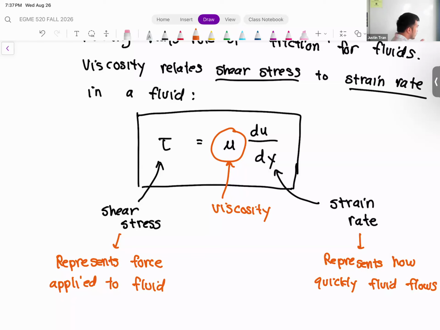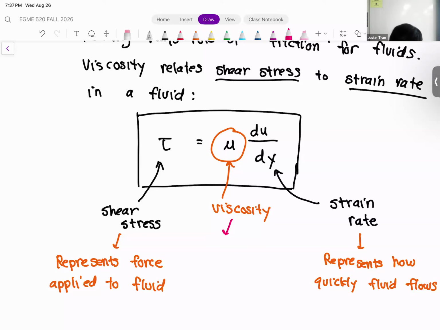So in other words, if you bring those together into our equation, we can see that on one side of the equal sign, we have the force that's required to make a fluid flow. And on the right side, we have the speed at which the fluid is flowing. And the thing that connects them is the viscosity. So viscosity is the linchpin in this whole situation.